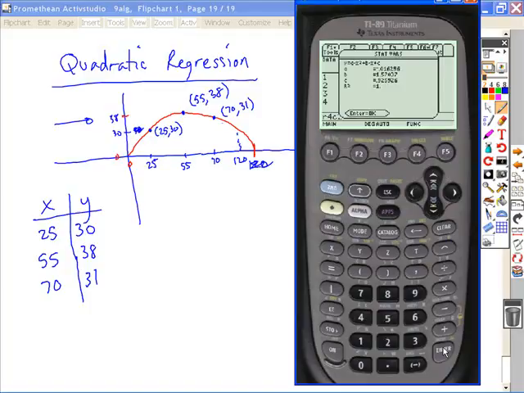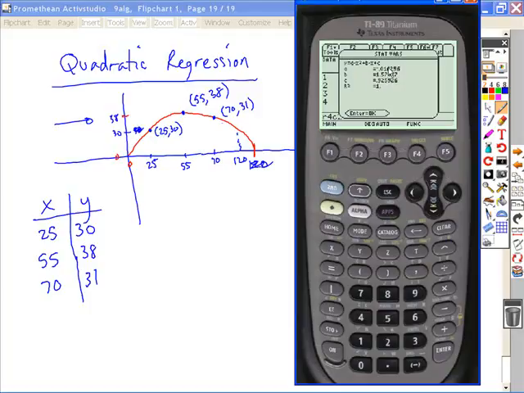Now, remember that ax plus b was the general form of the linear regression or linear equation. Ax squared plus bx plus c is the general form for your quadratic. So when you look at this, what you see here is our a is a negative number. Does that make sense that it would be negative? Why? What direction does our graph open? Down, so would you expect the leading coefficient to be negative?